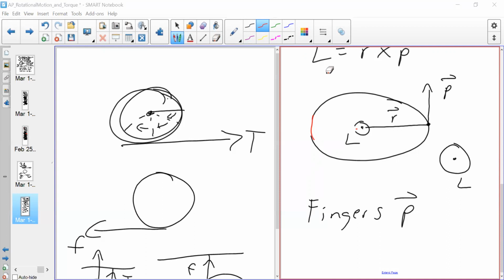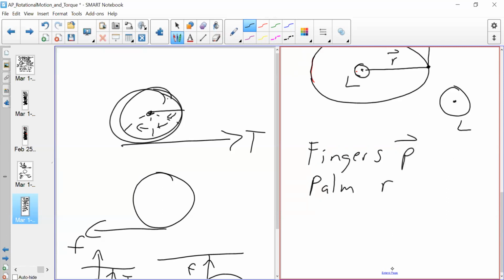If it rotates clockwise, it's negative. Of course. Absolutely. First principles. So again, your fingers represent the direction of momentum. Your palm is the radius. And there's other right-hand rule logic that you can employ. And then the thumb would be the direction of L, the angular momentum. Any questions so far?